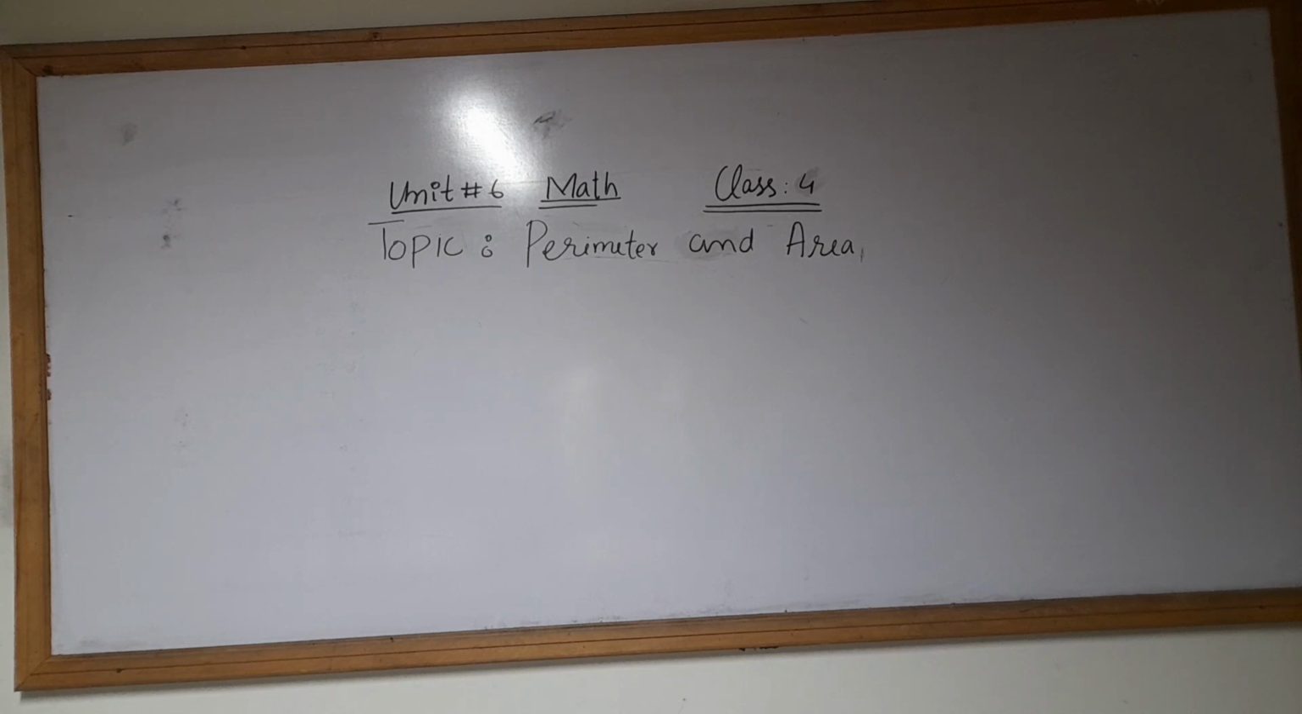Today we'll start Unit 6, perimeter and area. Anyone have an idea about what is perimeter? Good. We have already learned that perimeter is the boundary of the closed shape. So what is perimeter?